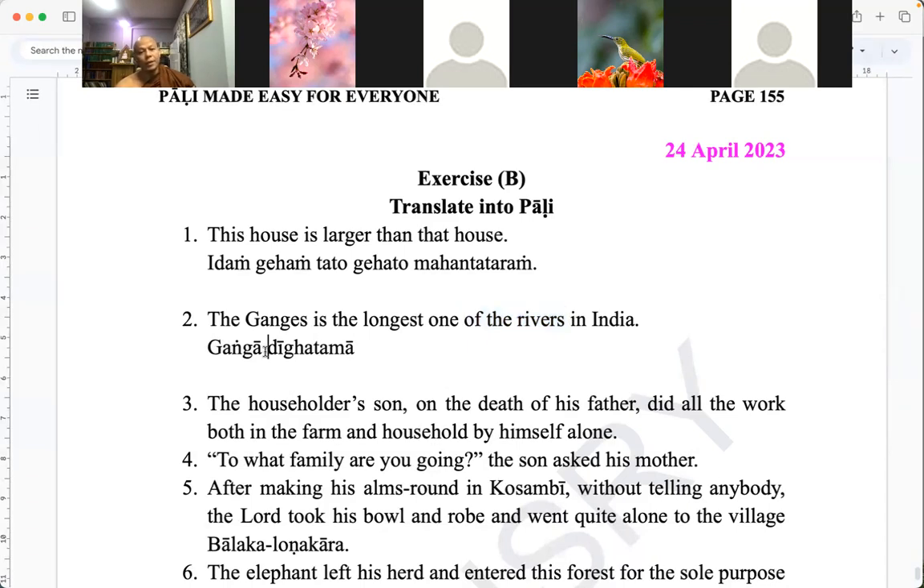Of the rivers, maybe nadinam or nadisu. Both can be, nadinam or nadisu. So here "in India" is actually location, but related. So location of these rivers, of the rivers. That is why it should be put in this way. This is Jambudipe. So: Ganga, Jambudipe, nadinam dighatama or nadisu dighatama. In this way now. Number one is for comparative adjectives. Number two is for superlative adjectives.